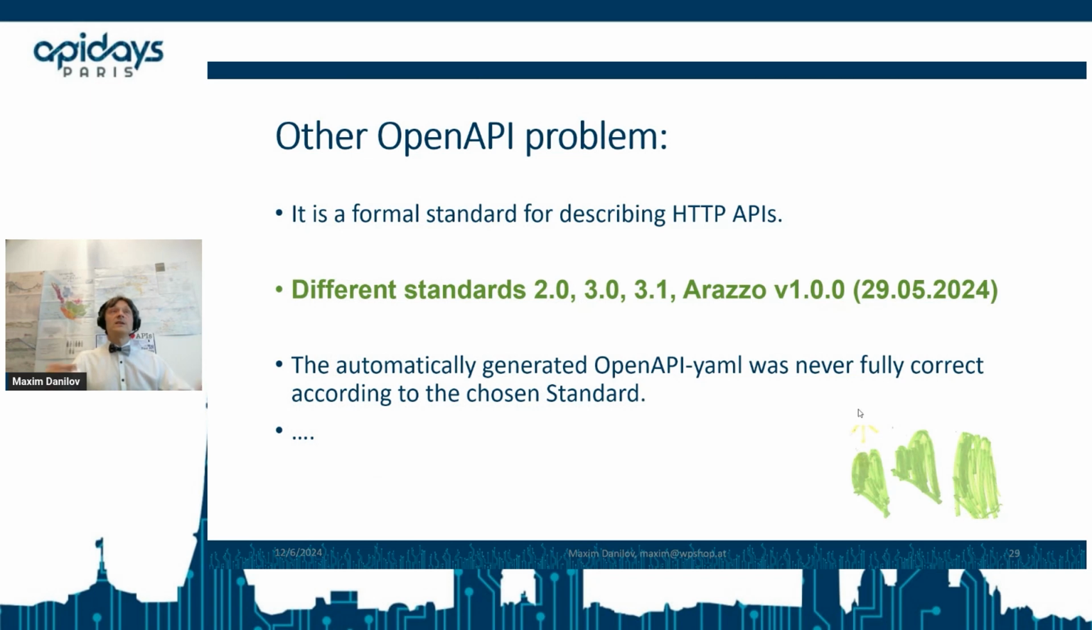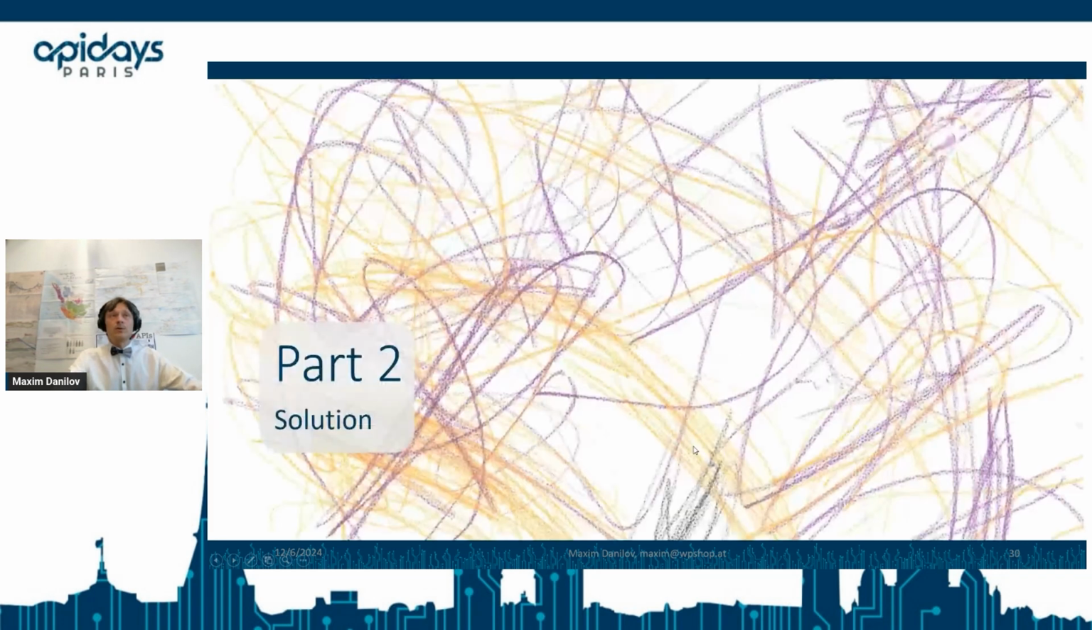And which problem do we also get at first? The OpenAPI specification is a formal standard. This is not a rule. That's why some developers do not follow this standard. The second problem is we have different standards from the OpenAPI specification, and also other standards appear, and many different APIs are documented with different standards. And also, the automatically generated OpenAPI YAML in the end was never fully correct according to the chosen standard. And this is the next problem.